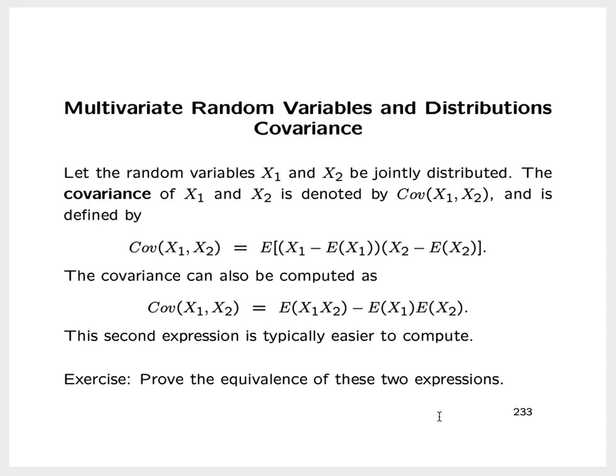Now let's talk about covariance. This is a very important property between two random variables in the context of multivariate distributions. And so let's take a look at this. Let the random variables x1 and x2 be jointly distributed. The covariance of x1 and x2, which will be denoted this way in these notes, cov of x1 and x2, is defined in the following way.